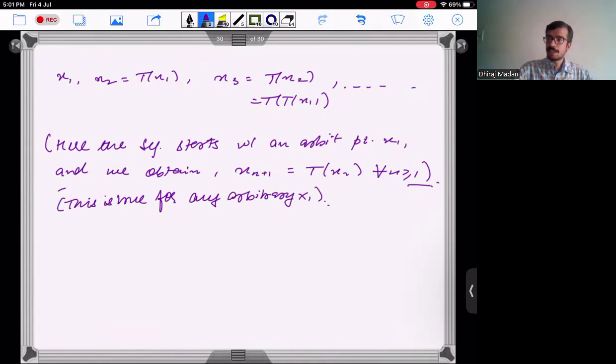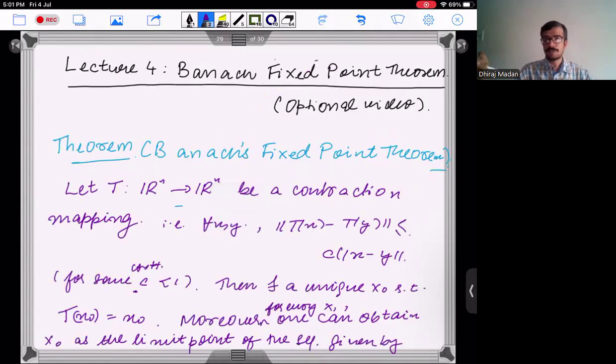So there are a lot of things to digest over there. Okay, so let's try to understand it. So T we are given is some contraction mapping, which means that whenever you take the distance between Tx and Ty, it shrinks.